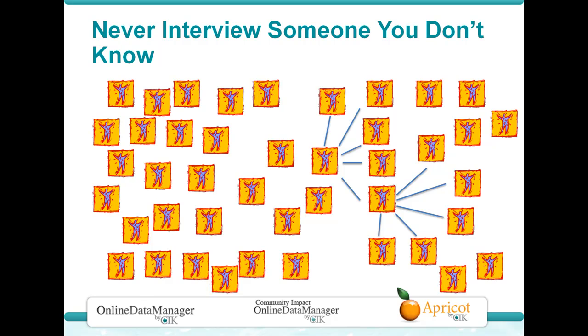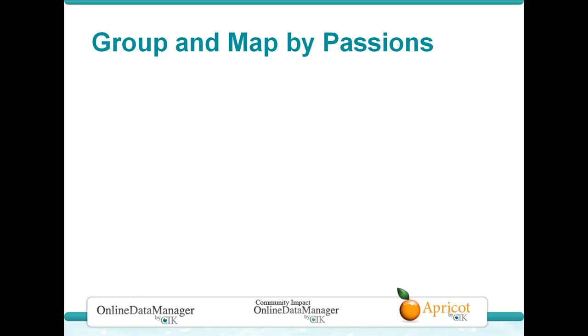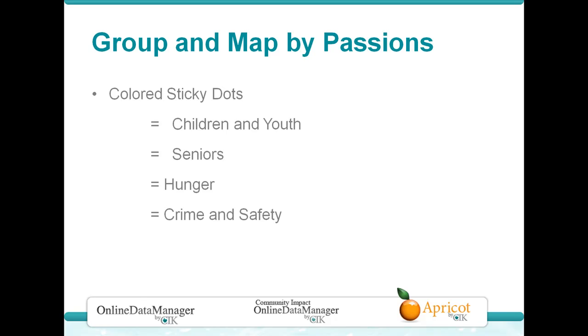So the next step is to group and map by passions. You have all that information, all those gifts, and those are going to be hard to map. So you don't have to map the individual skills. What you're mapping are the passions, because it's about connecting people with the same passion to act collectively. We use that wonderful invention on the map of colored sticky dots. Children were red, people that cared about seniors were yellow, people that cared about the issue of hunger were green, and people that cared about crime and safety were blue. This was the starting point for mapping these.